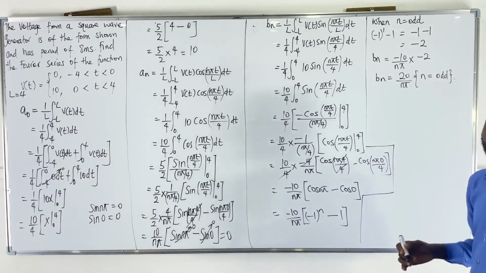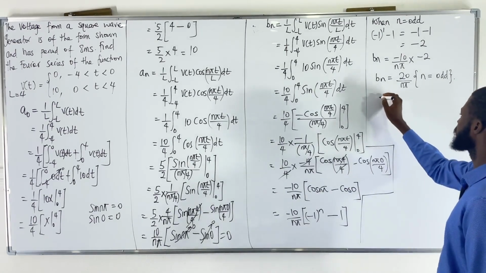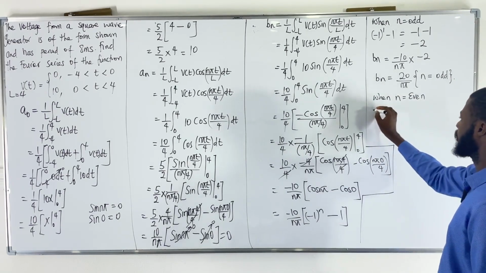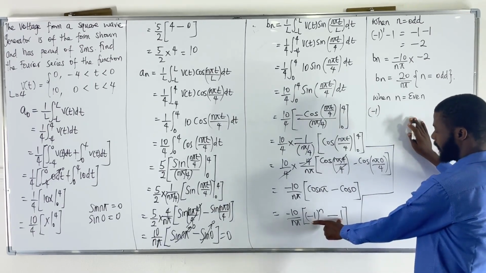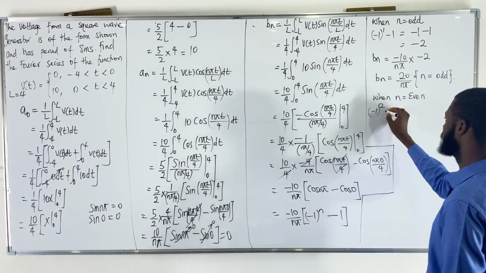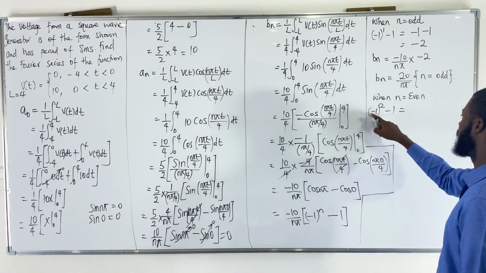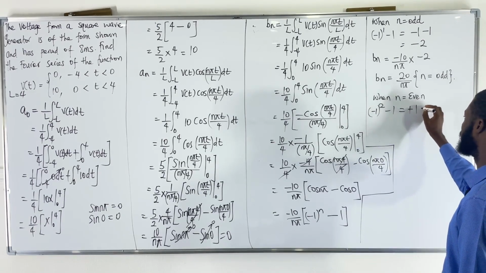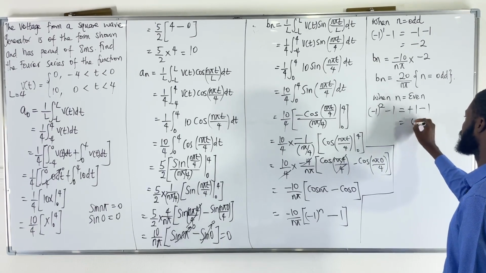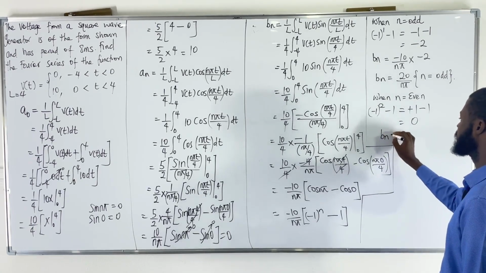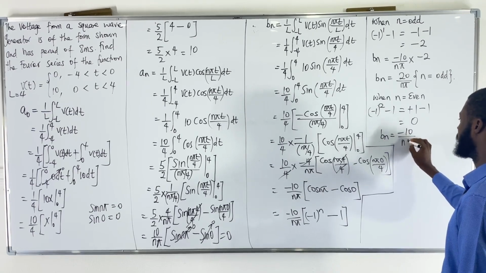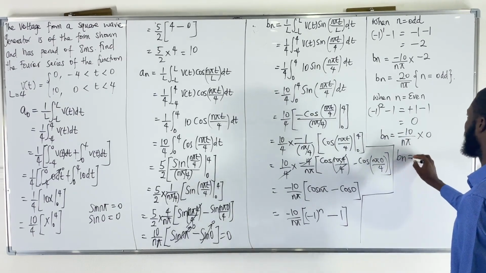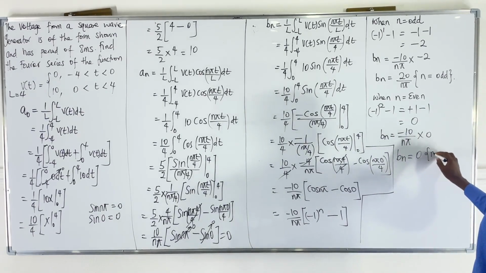And let's see what's going to happen when n is even. So when n is even, we're going to have minus 1, we're talking about the brackets, remember? So we have minus 1 squared minus 1. When you square a negative number, you get a positive. So this is plus 1 minus 1. Now what's plus 1 minus 1? That's 0. So this means our b sub n, which is minus 10 over n pi times this bracket, the bracket is now 0. So this means that b sub n is equal to 0 when n is even.